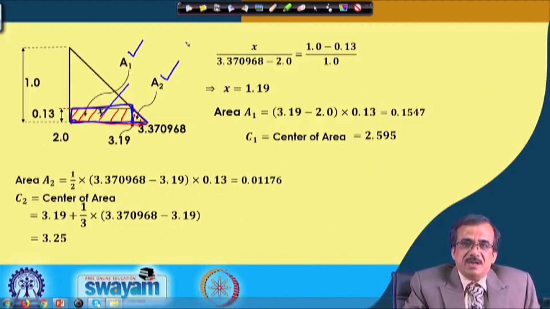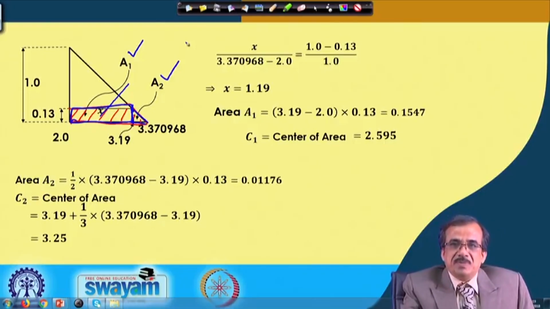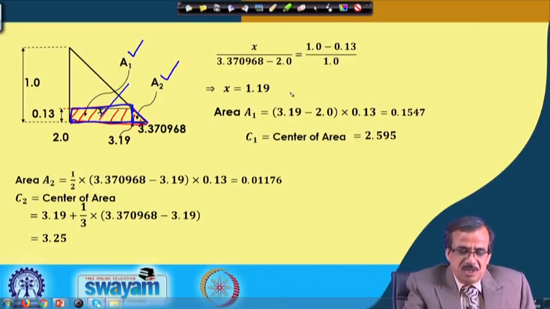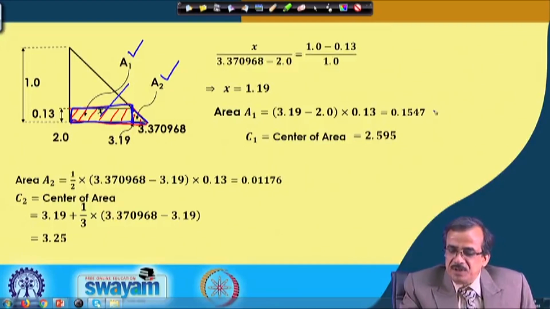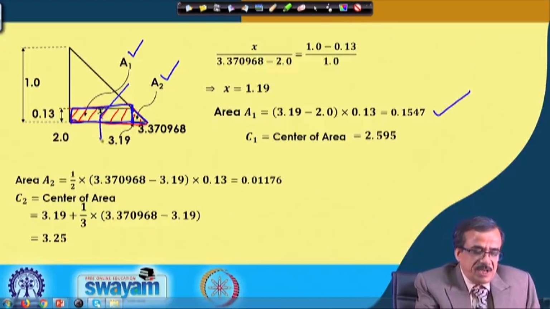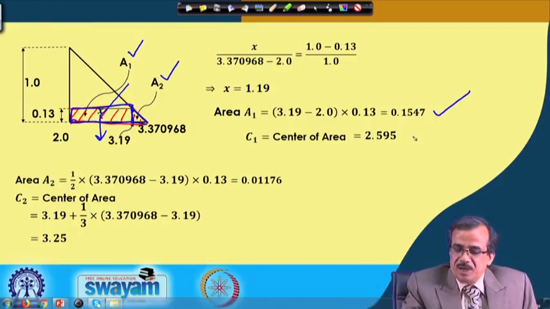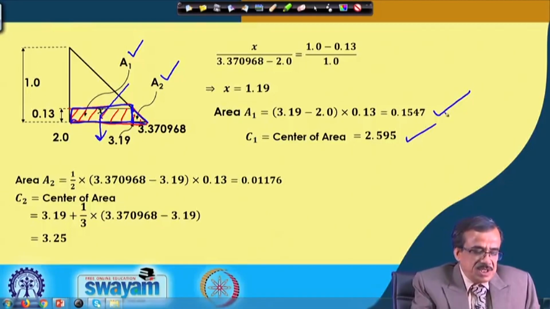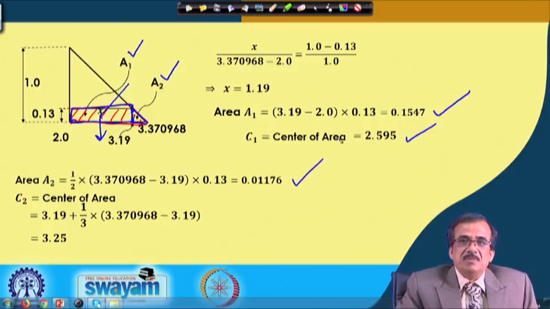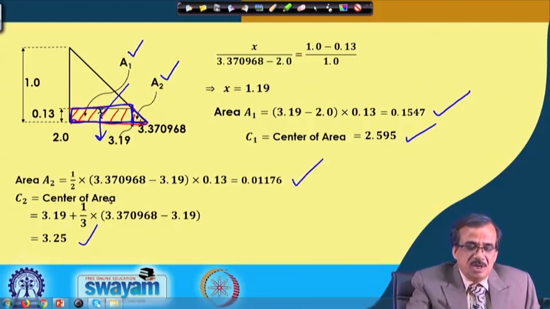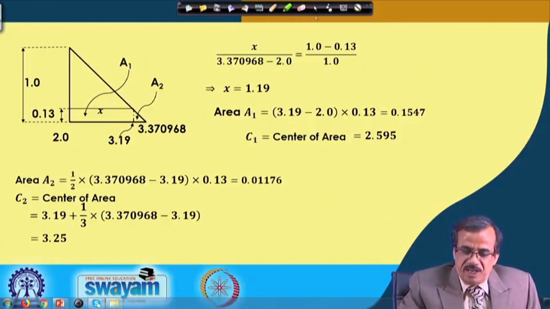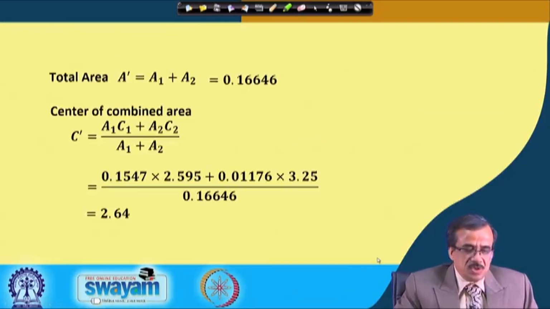Now, this I have already discussed in much more detail, so I am just going to skip the detailed discussion on this. This area A1 can be determined like this, and the center of the area, C1, can be determined like this. Similarly, the area for the triangle, that is A2, can be determined like this, and the center of area can be calculated like this.